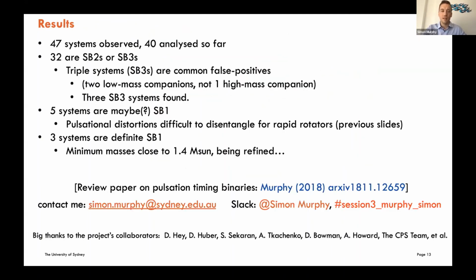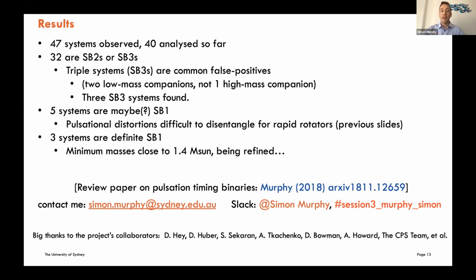This is my last slide. We've observed 47 systems so far, of which 40 have been analyzed. 32 have turned out to be SB2s or SB3s. So it turns out that triple systems are common false positives where we end up with 2 low mass companions rather than 1 high mass companion.